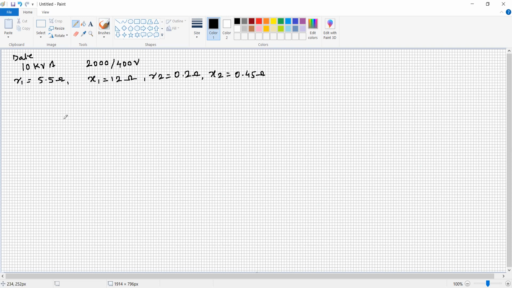Determine the approximate value of secondary voltage. Here we need to calculate V2 at power factor 0.8 lagging, when the primary voltage V1 is equal to 2000 volt. From this data, some points are clear. First of all, we will draw the diagram for the transformer.